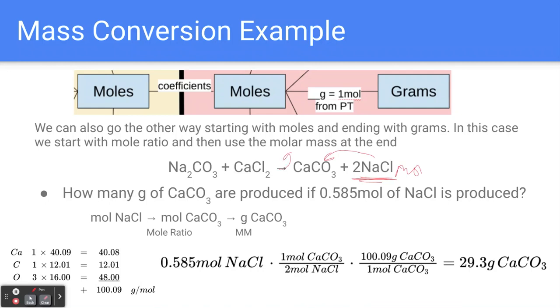So we start here with moles of sodium chloride. We go to moles of calcium carbonate using our molar ratio. So we get out of moles of sodium chloride into moles of calcium chloride. We don't want to stay in moles of calcium chloride. We want to get to grams. So to get out of moles into grams, we're going to use that molar mass conversion. So out of moles into grams from our molar mass math down in the corner. And so here we take 0.585 times 100.09 divided by 2, and we get 29.3 as our answer there.